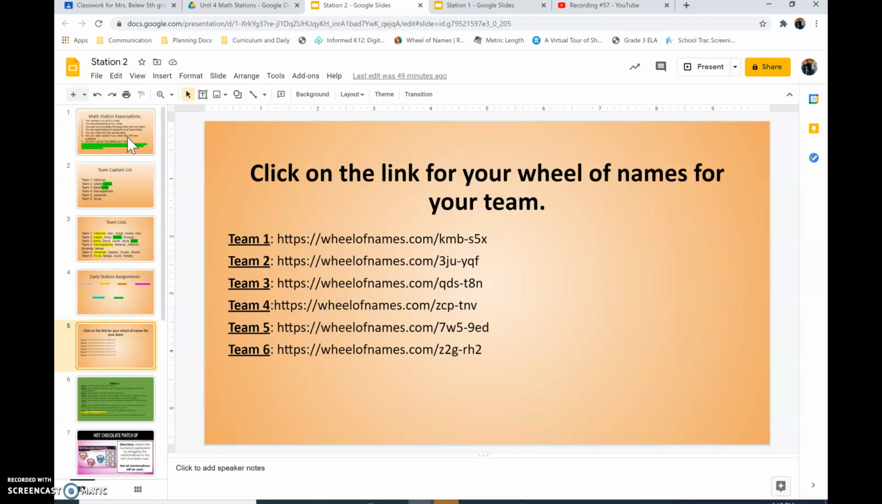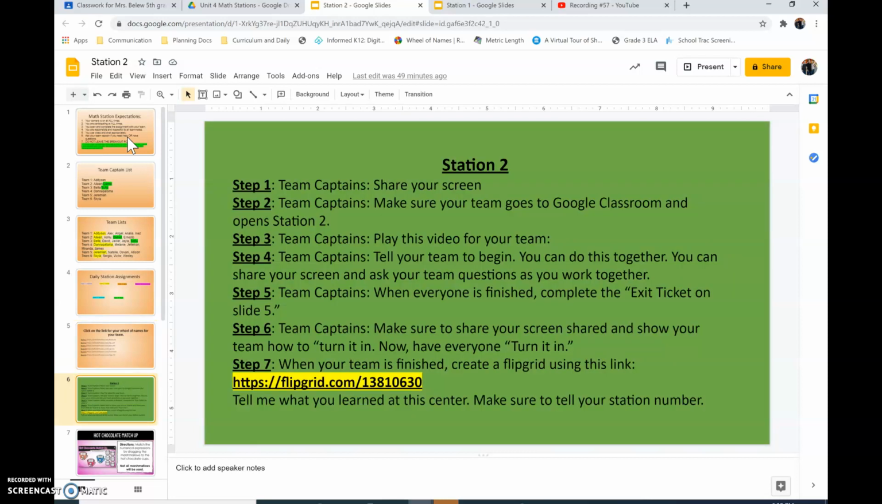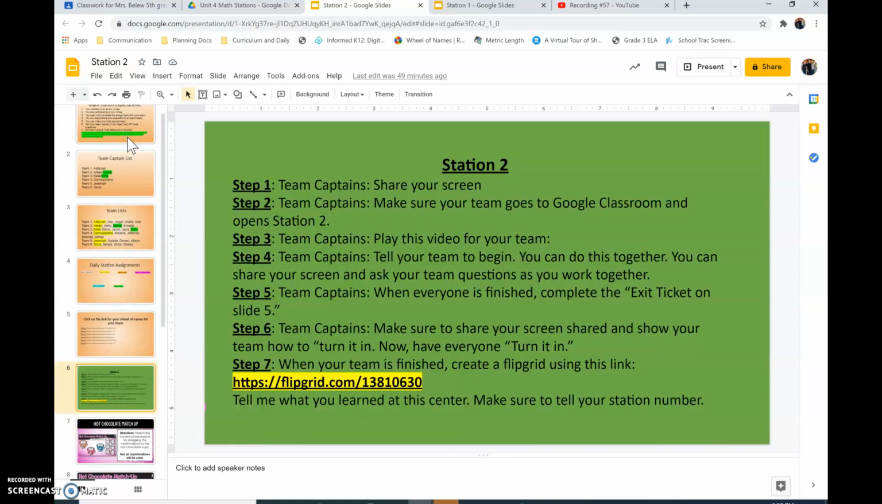Here's your wheel of names. Click on it, copy and paste it to use the wheel of names to help you ask questions. And here's your direction slide. So team captains will go over everything with you on that direction slide. This video is going to be about showing you how to complete this center.